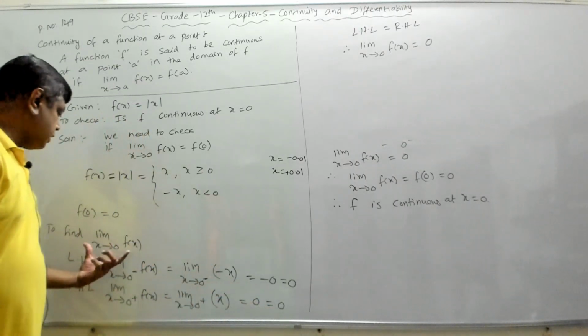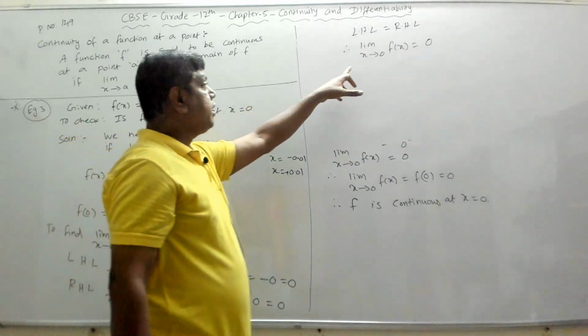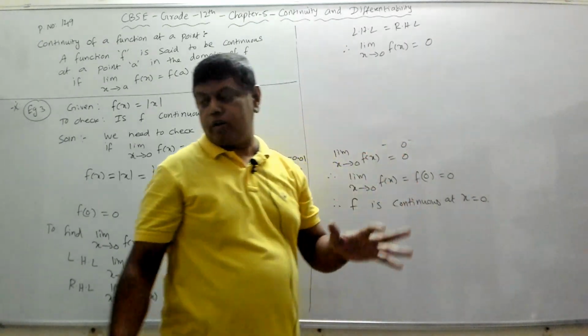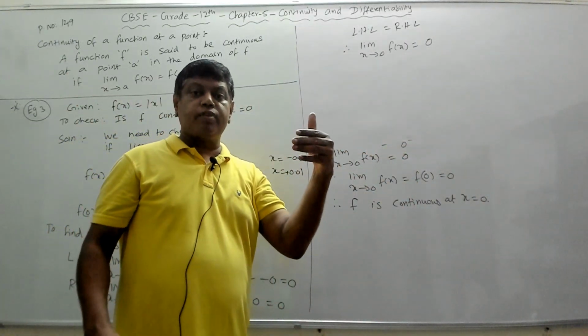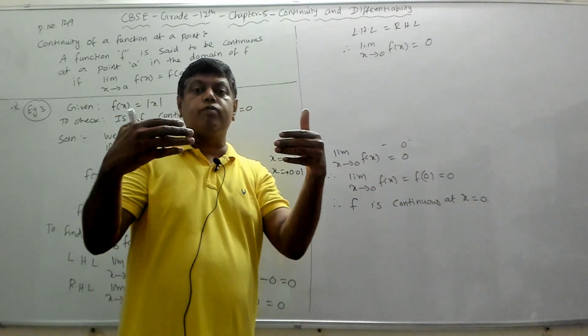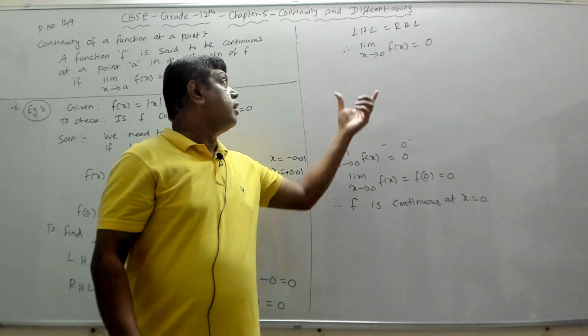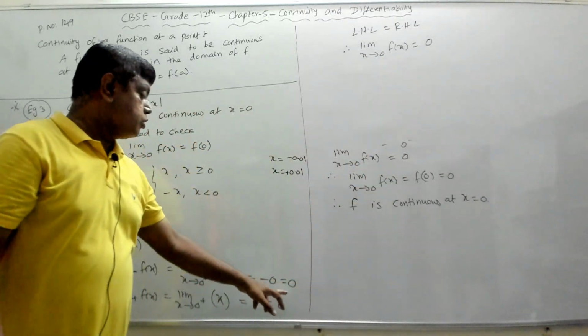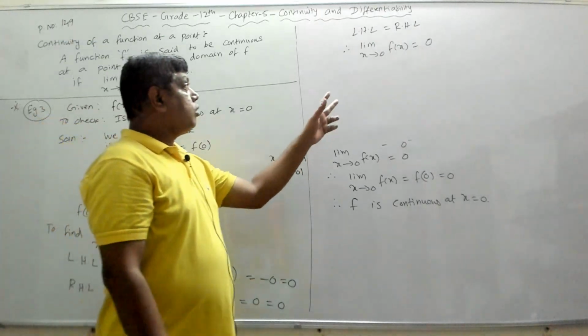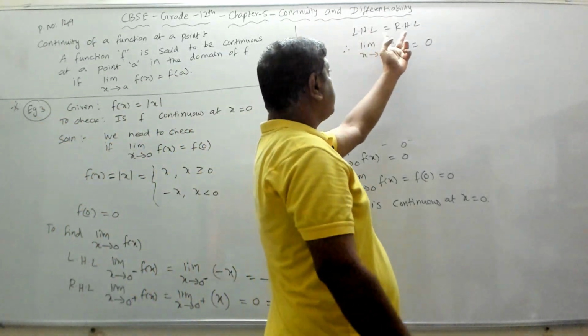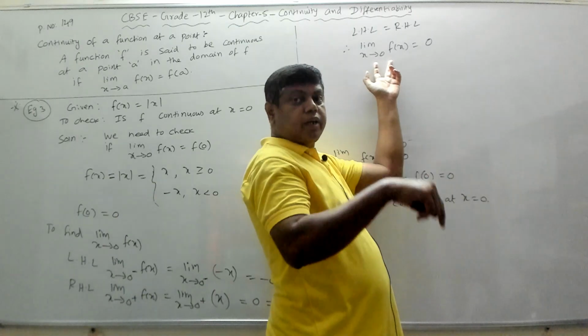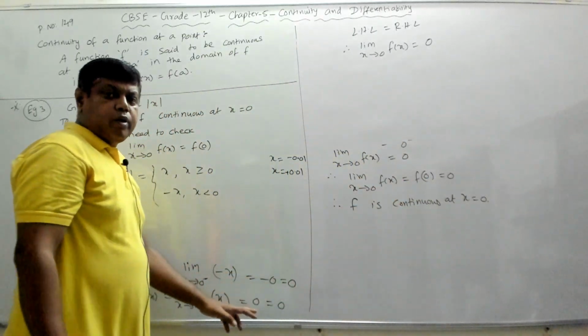The value of the limit x goes to 0 of f of x. Here, when I write limit x goes to 0 of f of x, it means either you approach 0 from the left side or you approach 0 from the right side. In both the cases, the limit goes to 0. So whenever LHL and RHL match, you can say the limit exists and that limit will be equal to the left hand limit or right hand limit that you got.